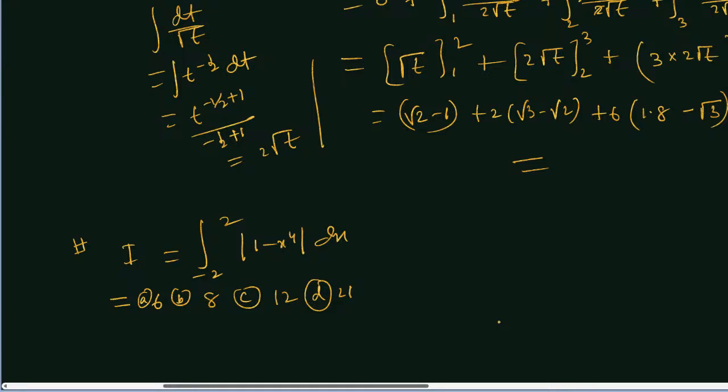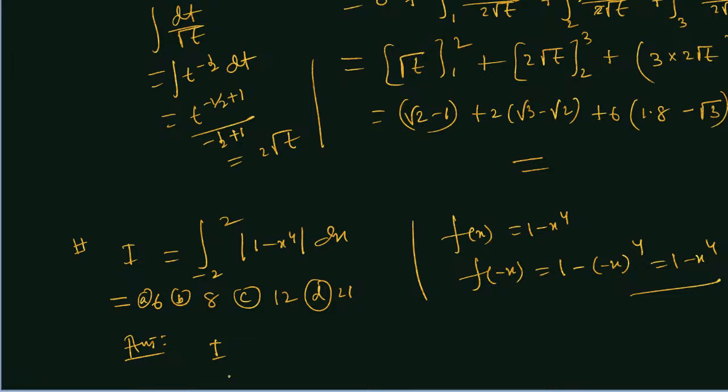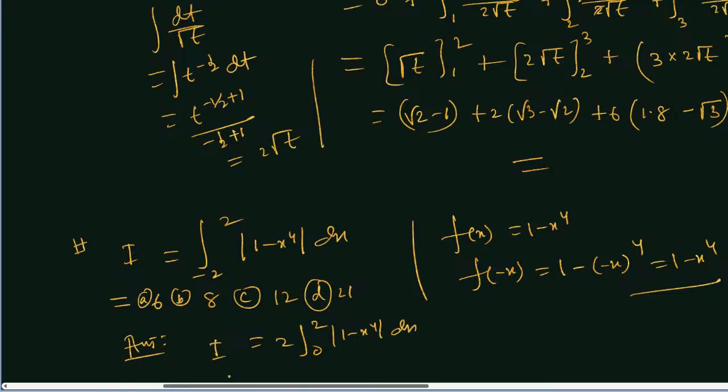No need to split into intervals. Just use the property here. If you take f(x) equal to 1 minus x^4, f of minus x is what? This is 1 minus x to the power 4. So f of minus x is f(x). So how do you start? I equal to, by the definite integral property, 2 into 0 to a, modulo of 1 minus x^4 dx here.